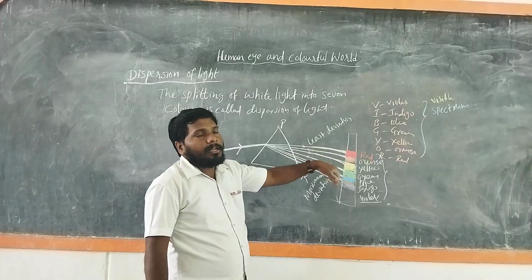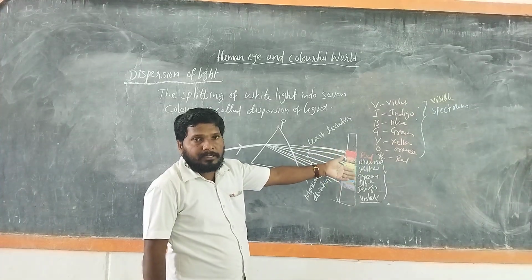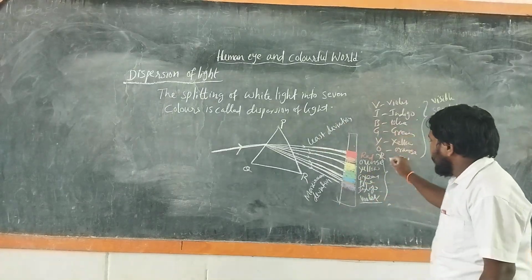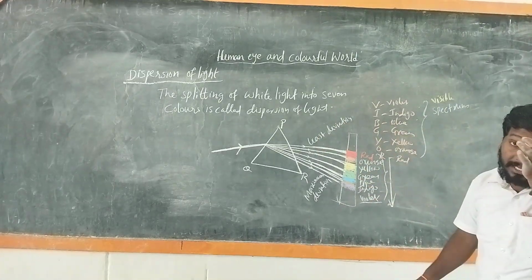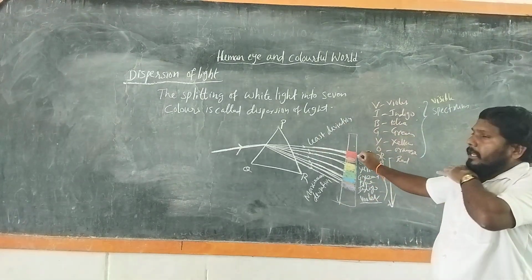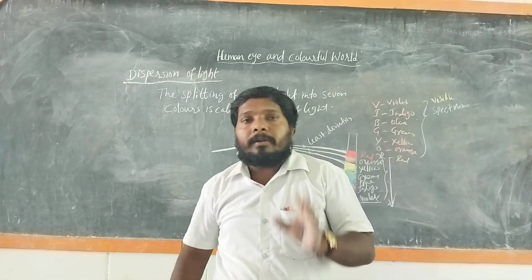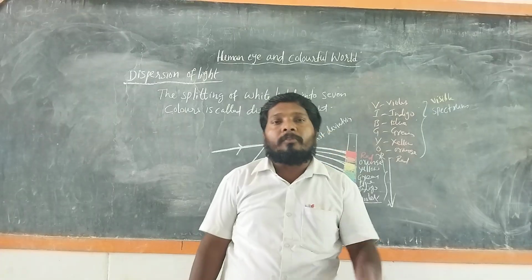These colors are arranged as per their frequencies or as per their wavelengths. So this is decreasing wavelength. Red has more wavelength and violet has less wavelength.